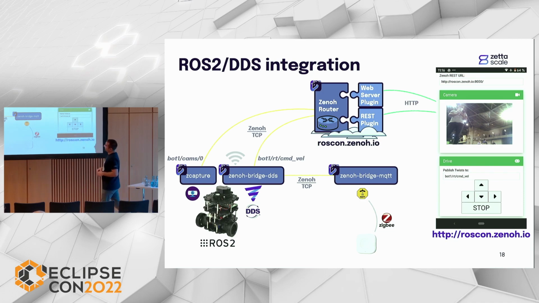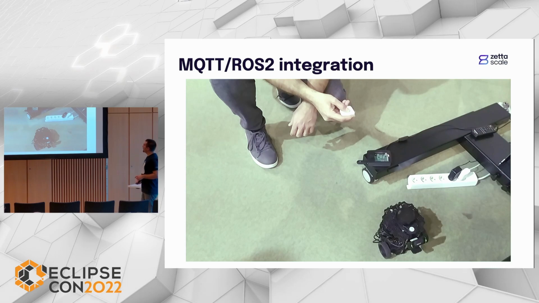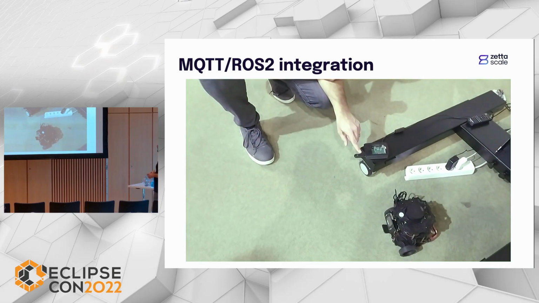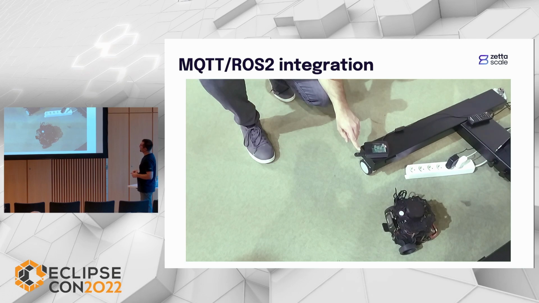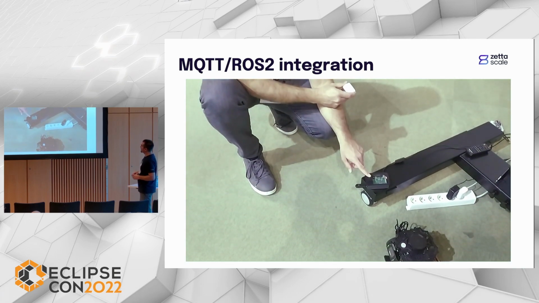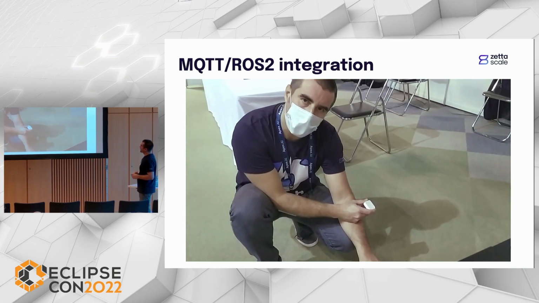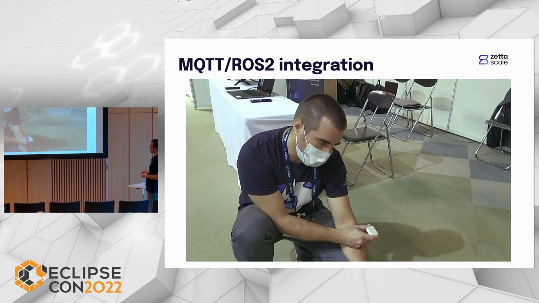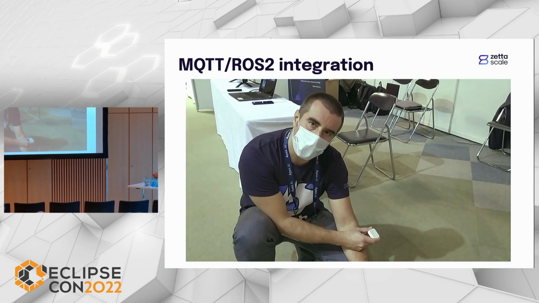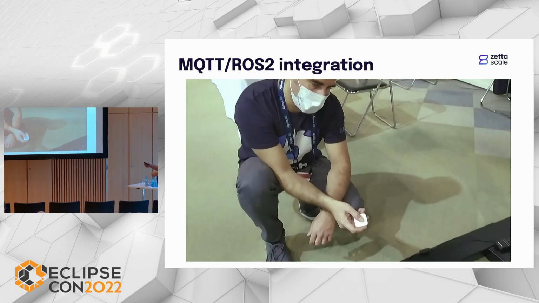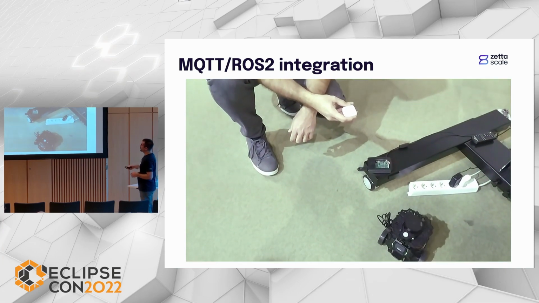In addition to this, on the Raspberry Pi we have the Zenoh bridge for MQTT with a ZigBee to MQTT application, and a ZigBee button connected. In this demo you can see the Raspberry Pi with the ZigBee key, the ZigBee button. This button is connected to the Raspberry Pi, and whenever I click the button, the ZigBee will transmit the message to MQTT.